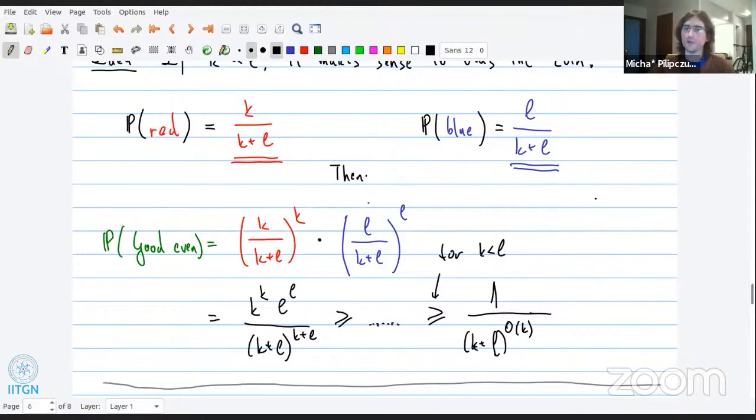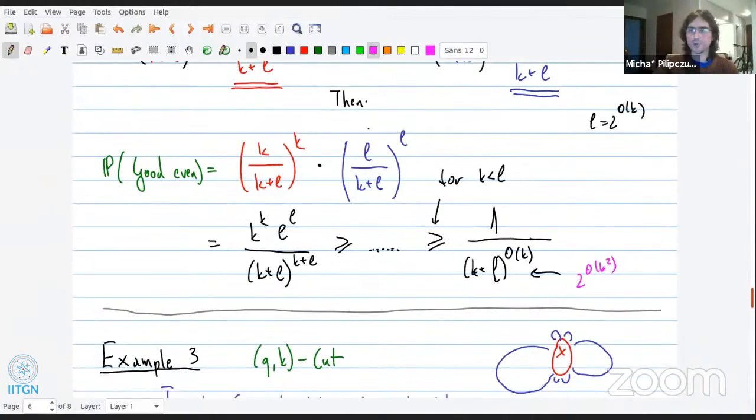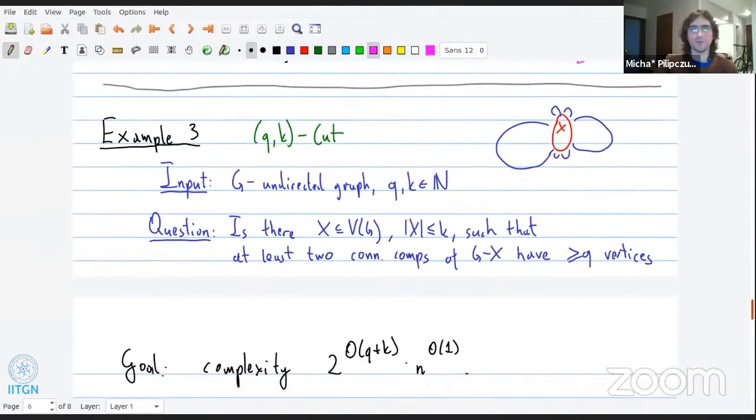So observe that, for instance, if say L is equal to 2 power order of k, then this boils down to 2 power order of k squared. While in the original setting, we would have 2 power k, right? So by biasing the coin, if L and k are really not equal, you can actually play with the probability and get a better probability of a good event. Good, but this was a side remark that you can also play with this.